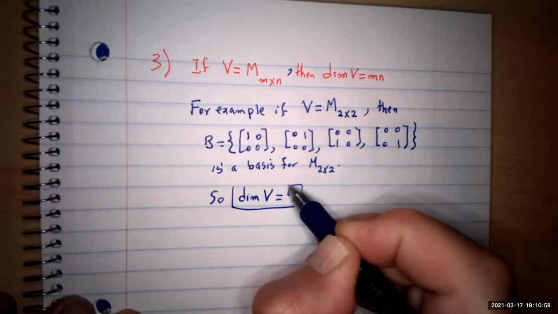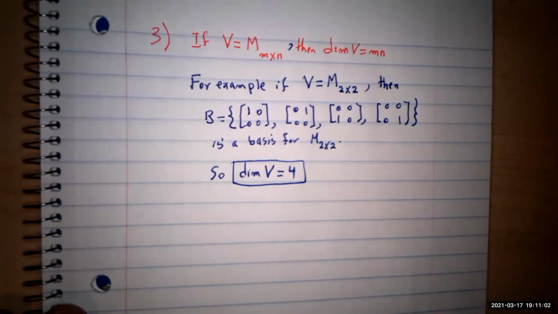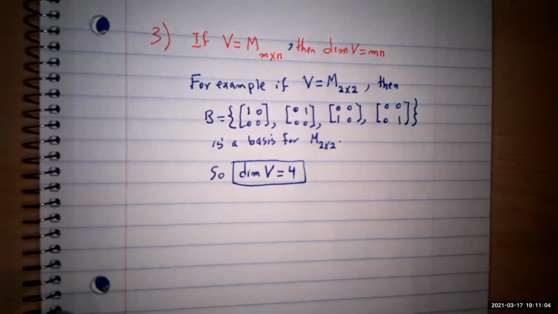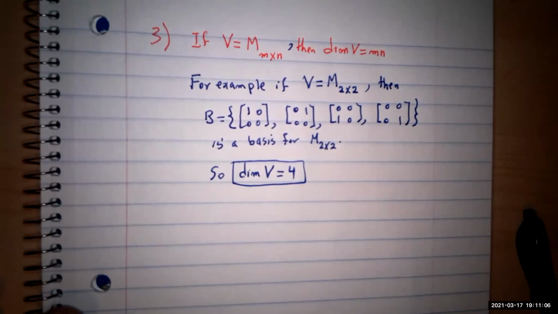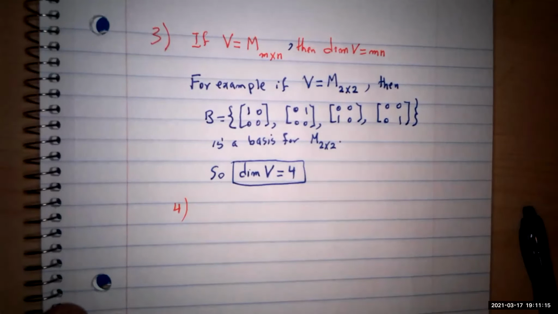So anytime you claim the dimension, you have to give us a basis. Again, you can use this one anytime you like. So this is going to be the third case. Now, what is going to be the fourth one? The fourth one is the case that you see if you consider a subspace.